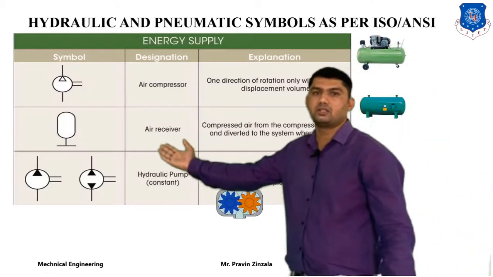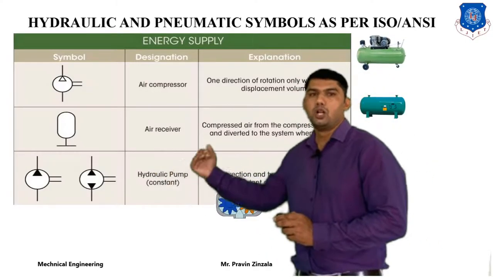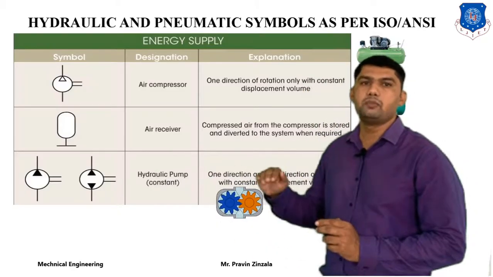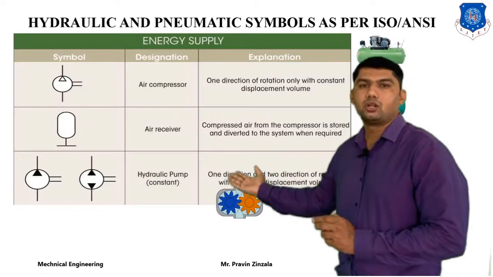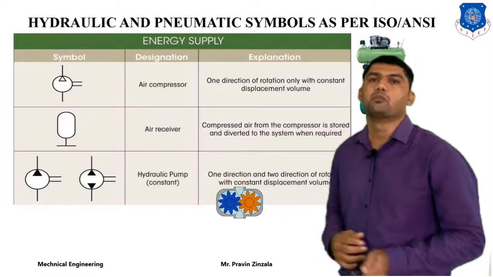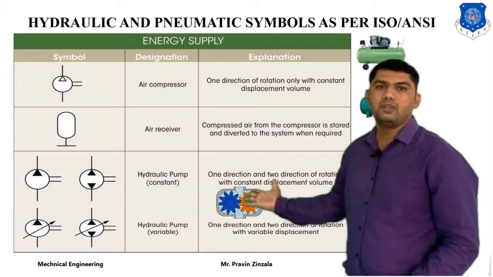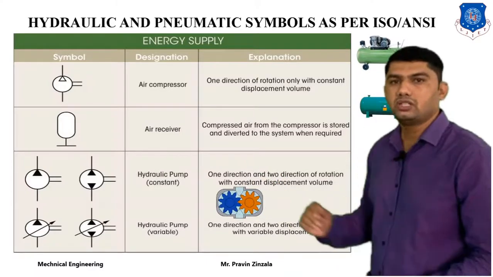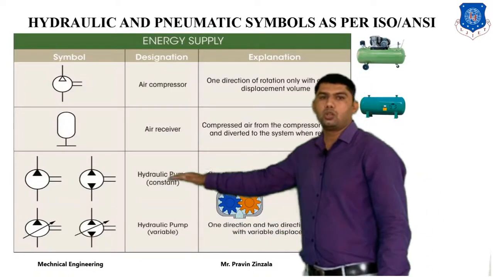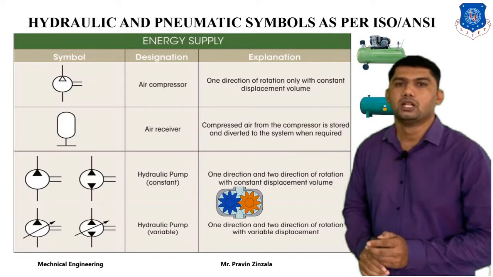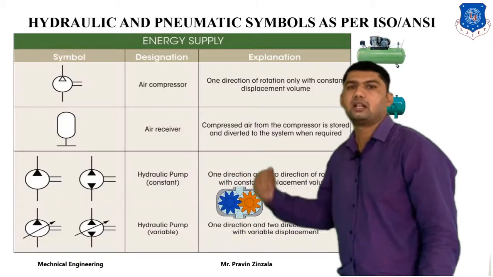The first symbol represents a one directional hydraulic pump, and the second symbol represents a two directional, meaning bidirectional, pump. Fluid goes out and in through the hydraulic pump. So this is the symbol of a two directional constant displacement pump. Next are the one directional and two directional hydraulic pumps with variable displacement. The difference between the symbols of constant and variable displacement is only the cross arrow drawn for variable displacement.